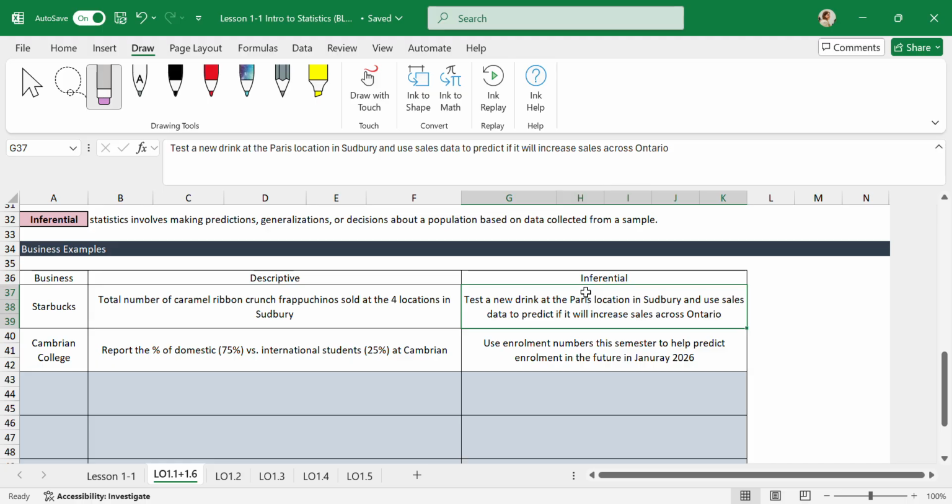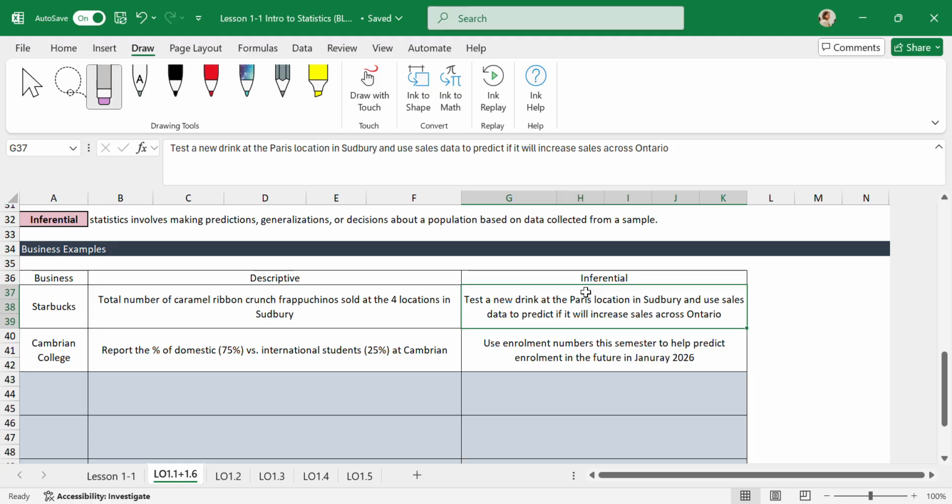Inferential statistics, again, is about making a prediction or a generalization. So let's say that the manager at the Paris location of Starbucks in Sudbury, so on Paris Street, wants to test a new drink. So what they would do is they'd test the new drink maybe for a week or two, and they would use that sales data to see if it sold a lot, to try to predict if it would increase sales at other locations across Ontario. So again, they're using data that they do have, which would be the sales for that test period for a week or two, to try to predict if it will increase sales at other locations in Ontario.